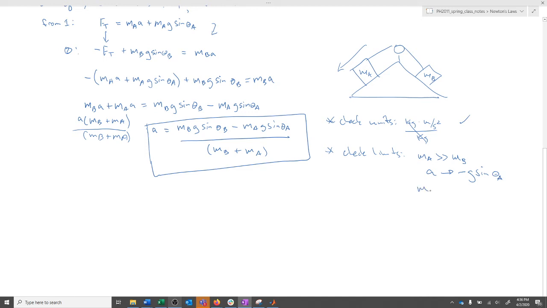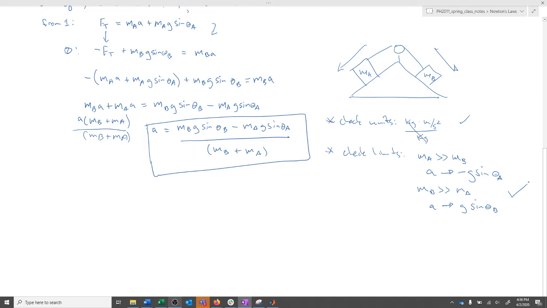And similarly, if m_B was really big relative to m_A, then what would happen? Well, the m_A term would go away, and we'd be left with the m_B term, and that would be g sine theta_B. And that would be this way, and that would agree with our intuition for just a block on a ramp if we made the other one negligible. So that sort of agrees with our intuition.